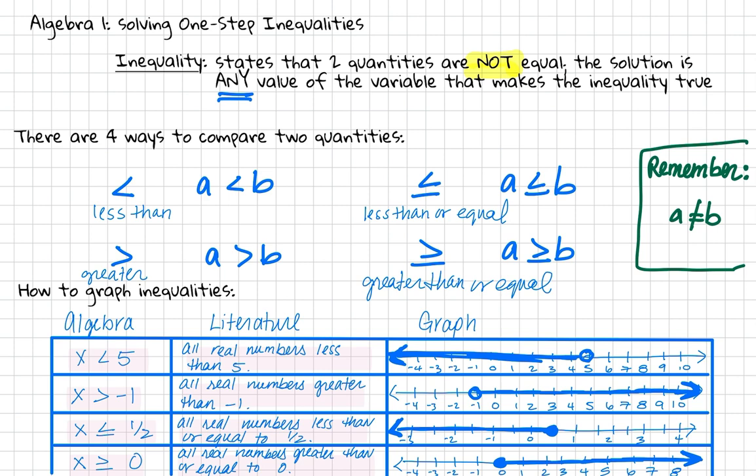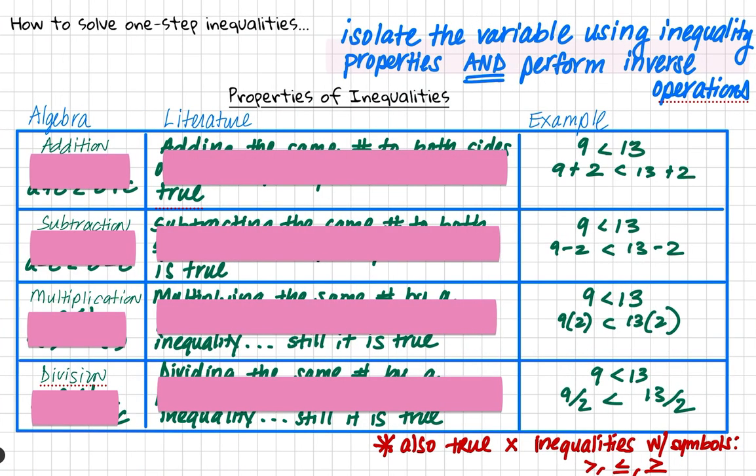The solid circle means that it's equal to that number on the number line. If it is a hollow circle, that means that number on the number line is not included, but everything to the left or the right of it is. Now, how to solve one-step inequalities. We're going to isolate the variable like we did in solving an equation, using inequality properties, and we're going to perform inverse operations that we already do when we are solving equations.